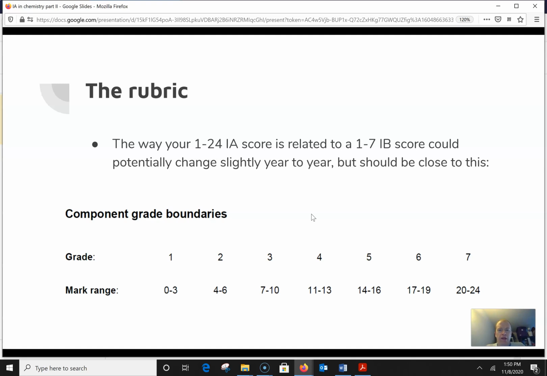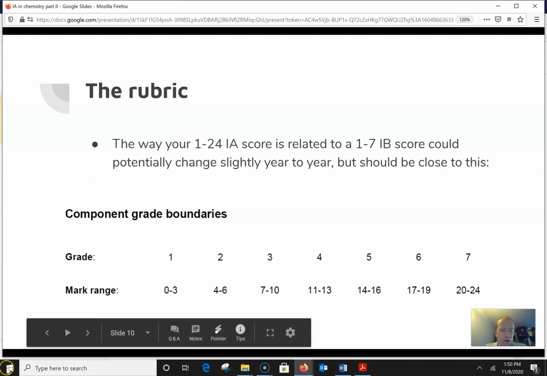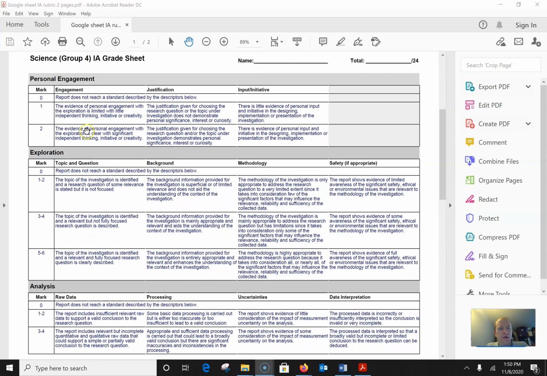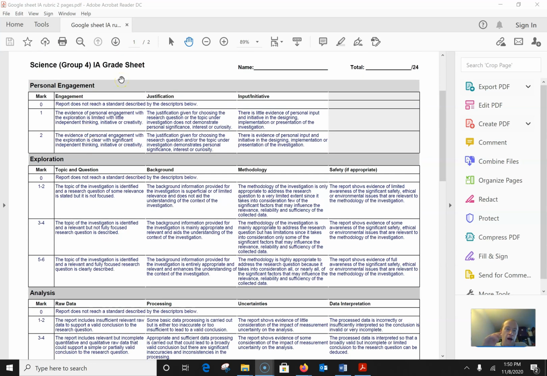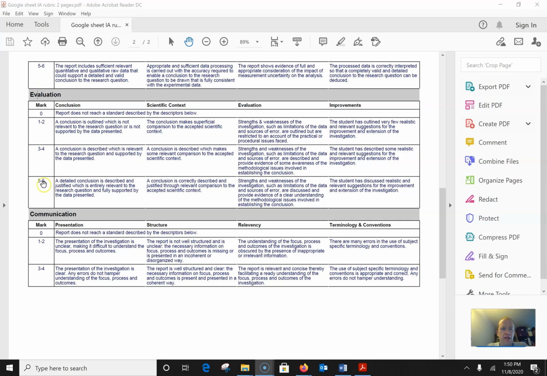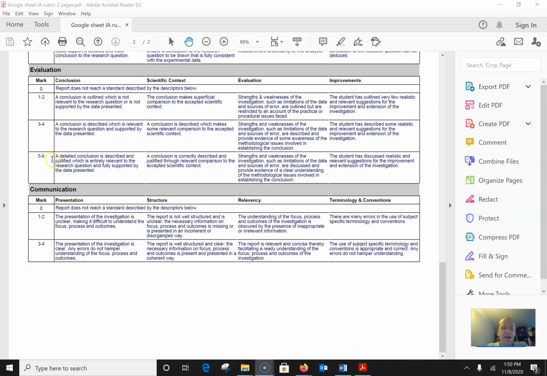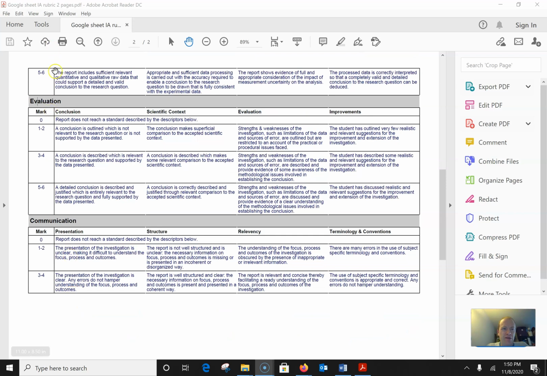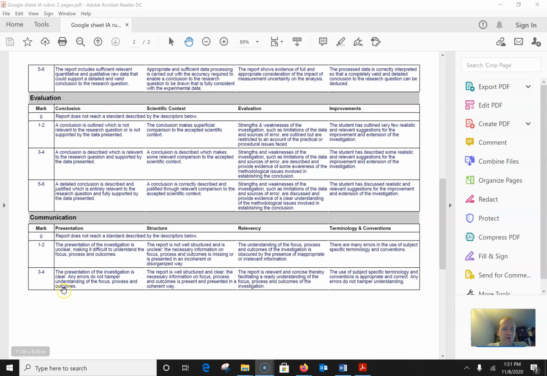So before I get into that, I've popped up here the more complete IB rubric that I mentioned. This is it. Again, we can see up to 2 points for personal engagement, and then the main 3, I would call them, are worth up to 6 points. Analysis is split onto 2 pages here, so make sure you keep an eye out for that.